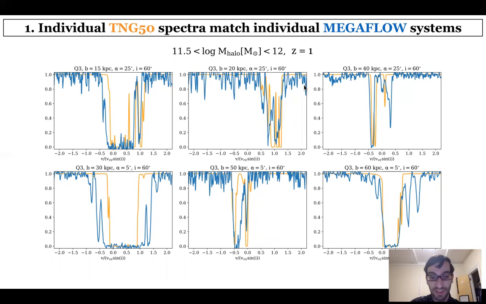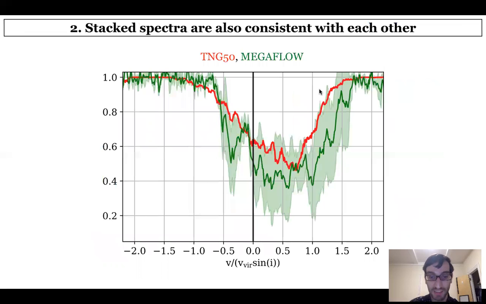So next, I'm showing a stacked spectrum from both TNG, this time red, and MEGAFLOW in green, which demonstrates that the agreement between the spectra on the previous slide isn't unusual, right? So in other words, the average spectra of MEGAFLOW-like systems in the simulation are also similar to real stacked spectra, right? They're both symmetric. Both have similar absorption depths. They're both centered at about half the virial velocity or so, and they both show a clear preference for co-rotation.